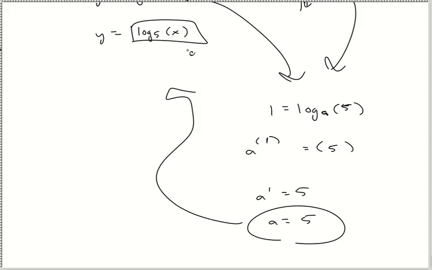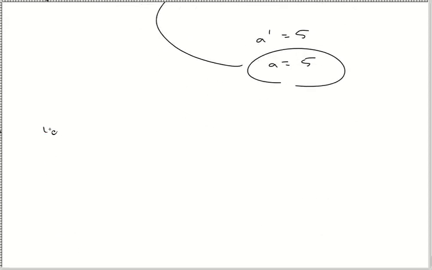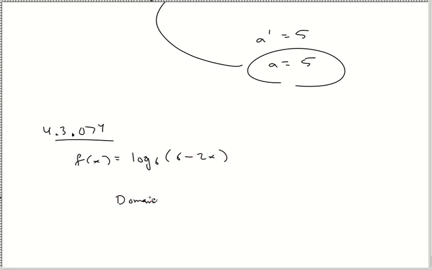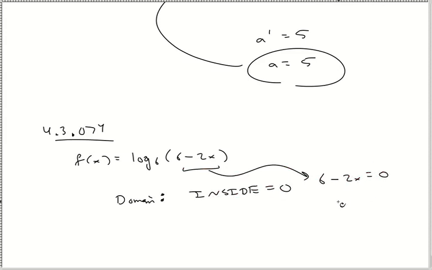I have 3 more problems, and they're all a little different. I don't want to do the same problem again and again, obviously. f of x is equal to log base 6 of 6 minus 2x. What they're wanting here is the domain. What's the domain of this guy? So what I often have to do is I say, well, let's find the inside and set it equal to 0. This guy right there. So I got 6 minus 2x is equal to 0. Solve for x. Divide by the 2.